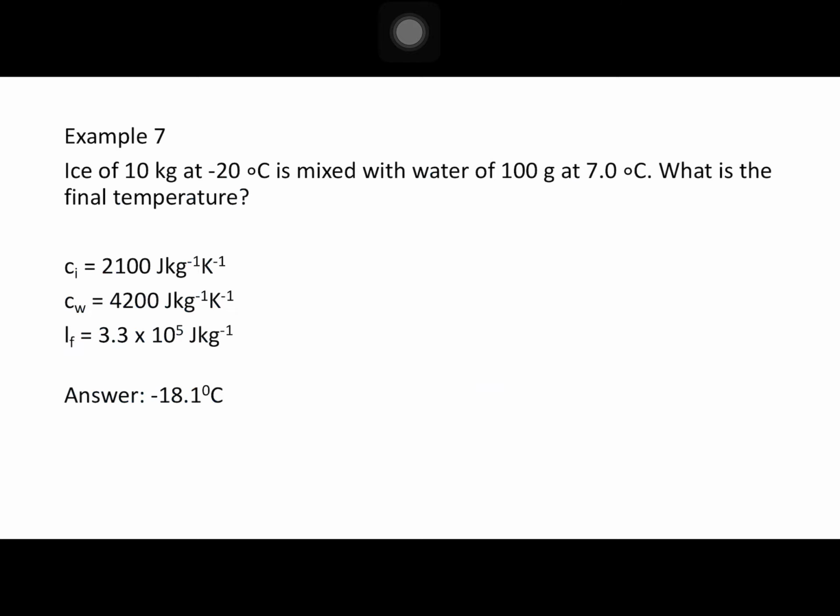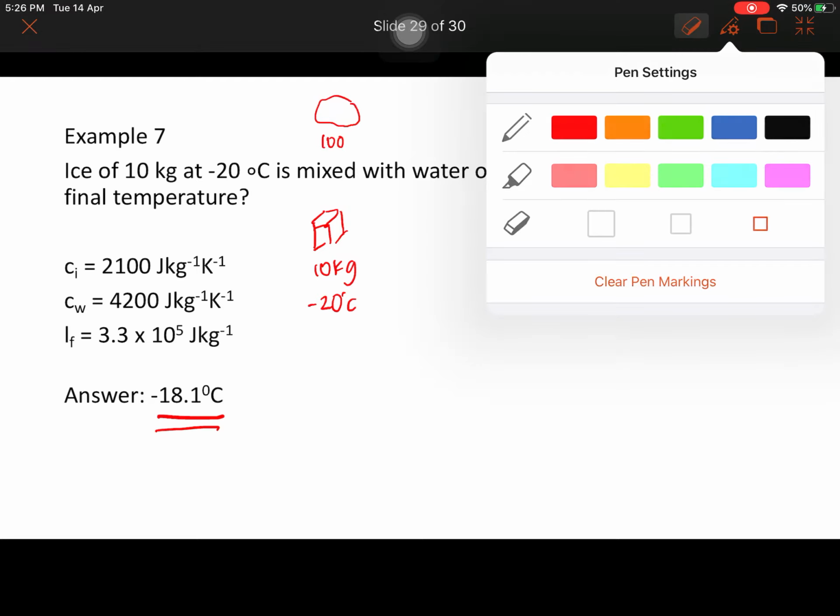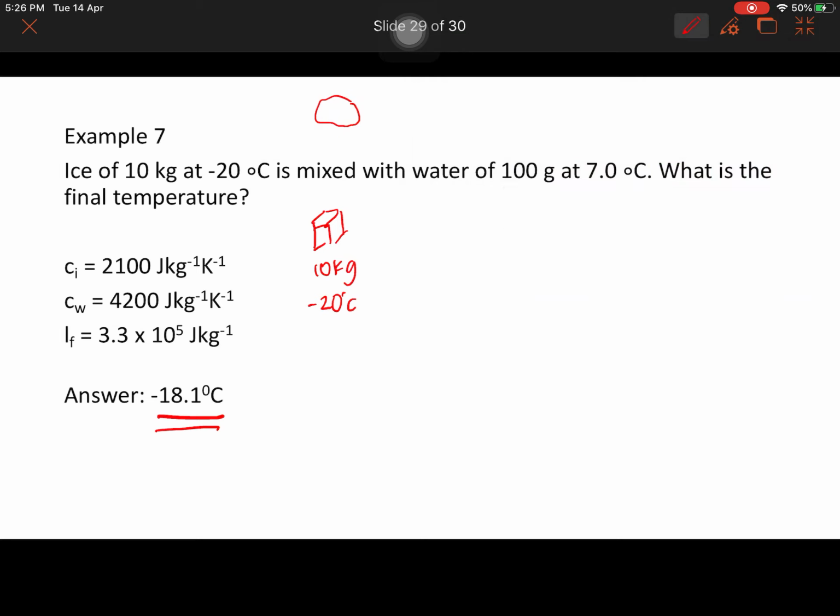Okay, example 7. Try this out on your own. So again, now I've given you the answer here, right? Did you get this? So again, how to do such questions? Draw it out. You have ice, so that's in solid state. Now 10 kg, and this is at minus 20 degrees Celsius. This is mixed with water. So water, I'm going to draw on top. This is 100 grams. Now 100 grams, I'm going to convert it immediately into kg because I don't like to work with different units. So it'll be 0.1 kg. And this is at 7 degrees Celsius.